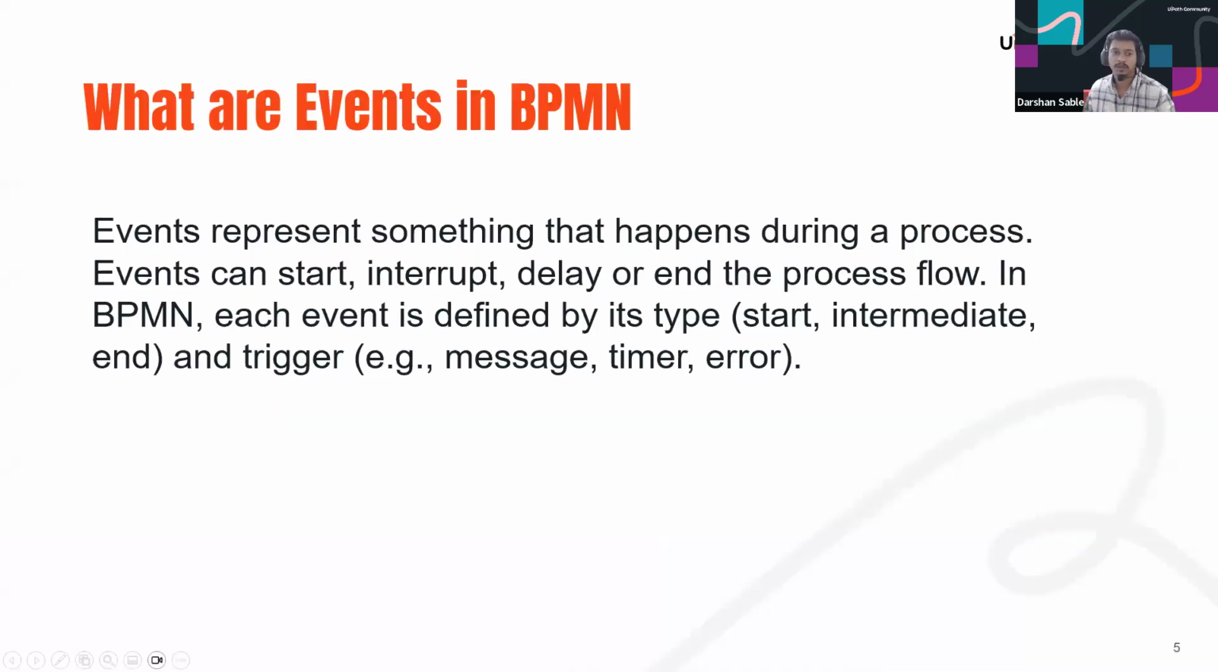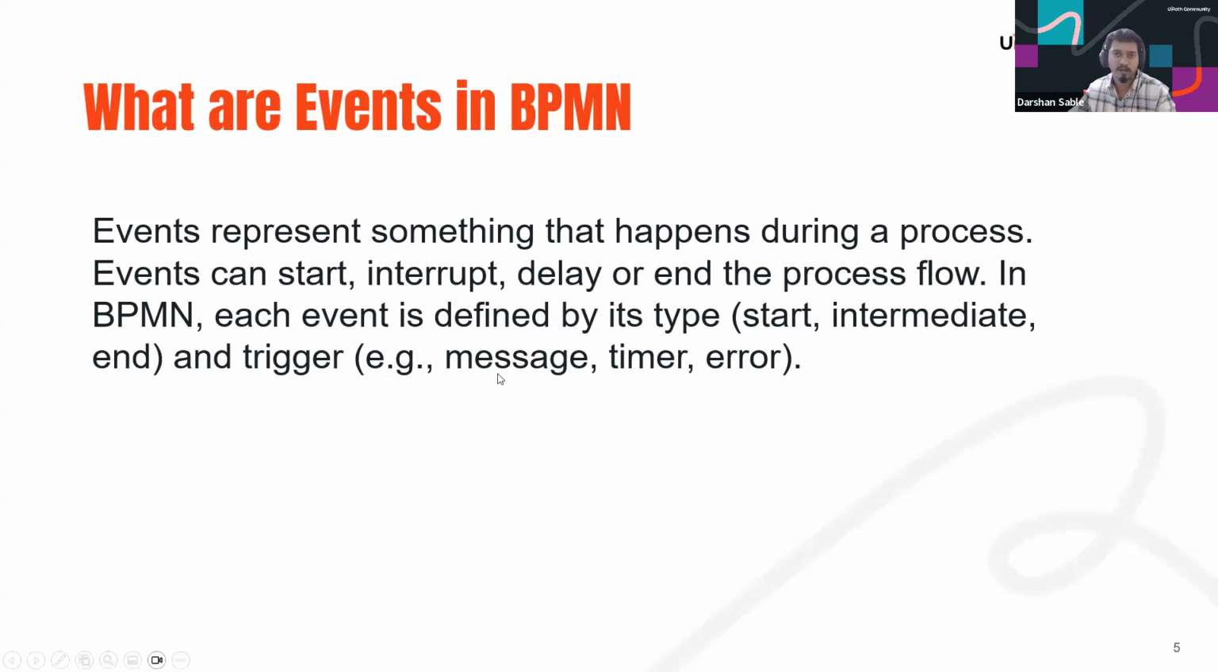Before we start, let's understand what events are in BPMN. An event represents something that happens during a process. Think of them as signals or occurrences that influence your process or workflow. Based on the type, there are four types of events: start, intermediate, boundary, and end events. And we can also use them as a trigger to the process, which can be a message trigger, time trigger, etc.